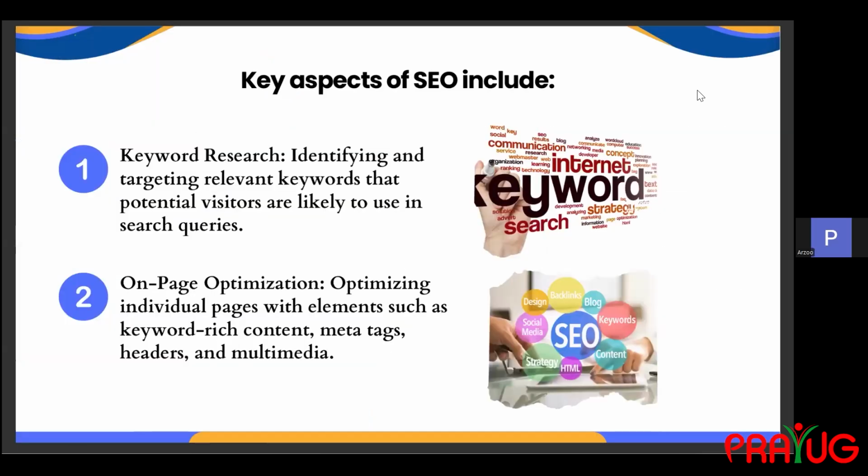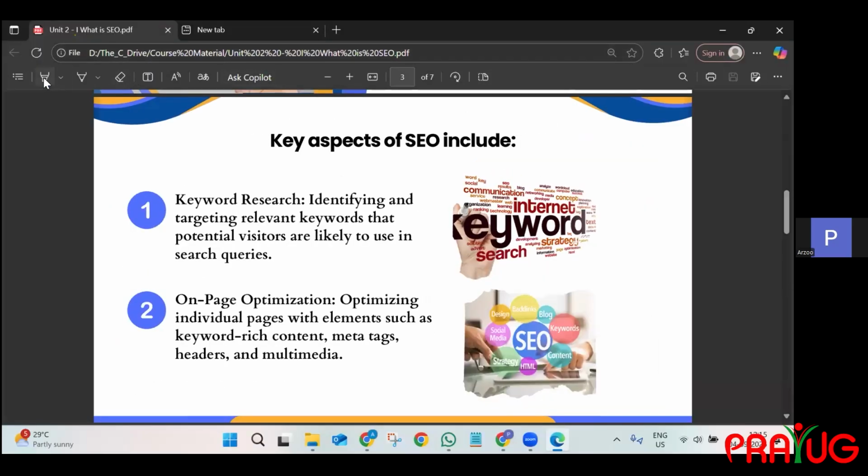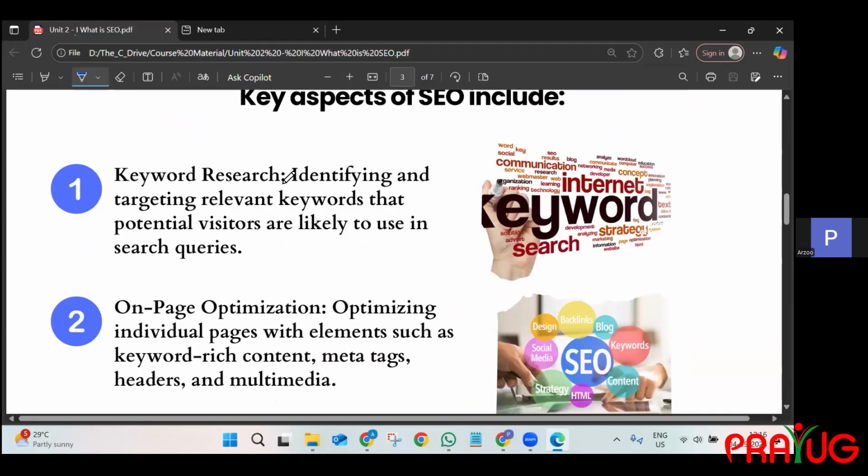Then we will discuss the key aspects of SEO. What does it basically include? The first one is keyword research. As the name suggests, keyword and research, we have to do research of keywords. How we have to do it, we will learn in the further classes. Now you have to understand that you have to identify and then target those keywords that your potential users or visitors can use to search for your query.